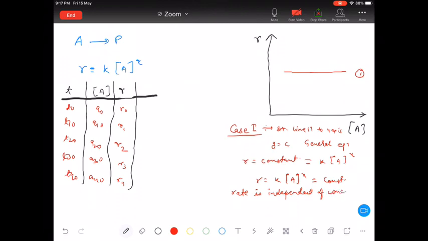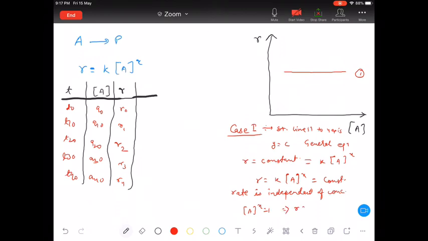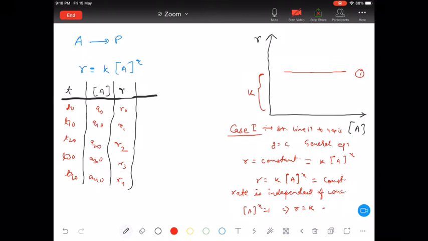Rate is independent of concentration, which means a to the power x is coming out to be 1. Is that correct or not? So this implies r will be equal to k. This intercept on the y axis will come out to be k, and also x comes out to be 0.